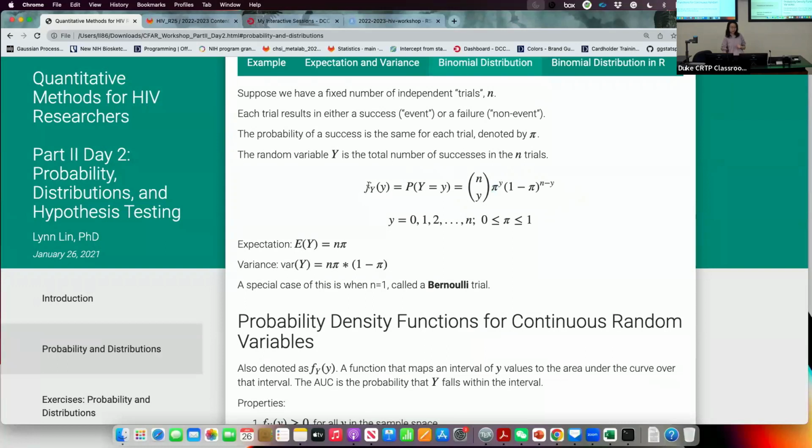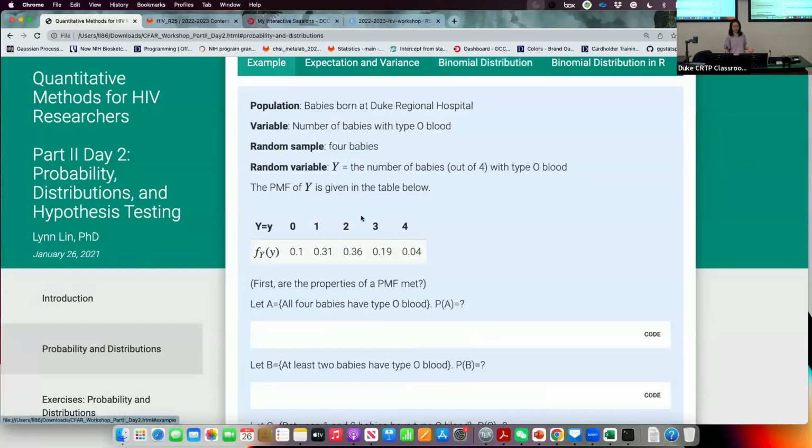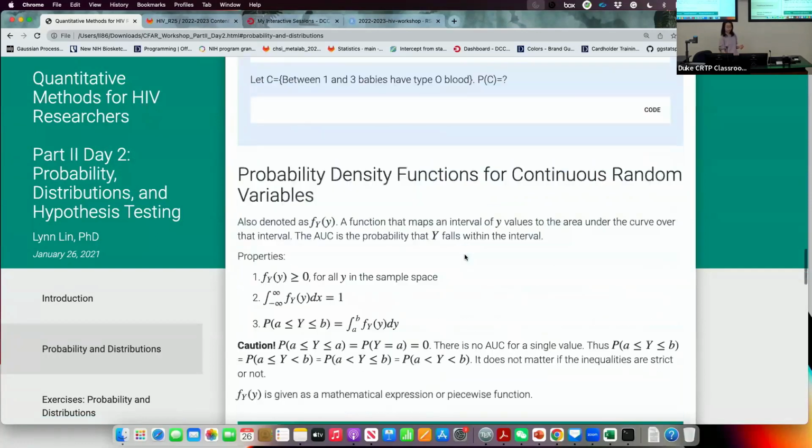And again, once we have this nice formula, if you derive this formula, we know the expectation is n times pi, that is the total number of trials times the probability of success. And the variance will be the expectation times the probability of failure. So that's why we want to use some known distributional function, because otherwise, if we don't know what this distribution follows, you have to do all this math, right?